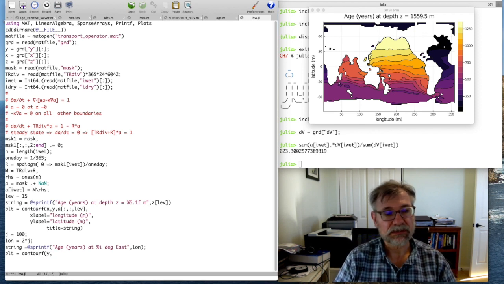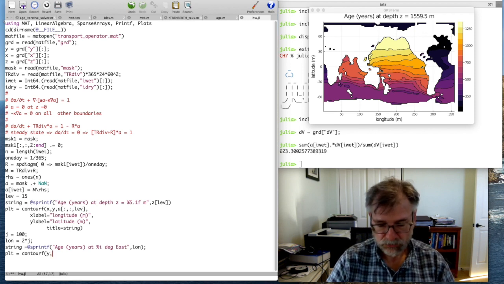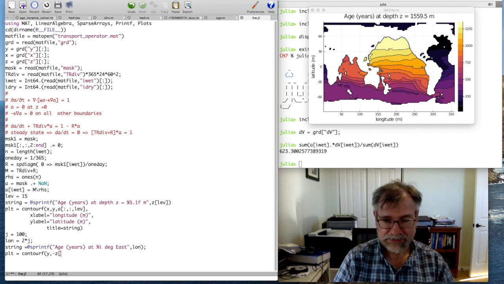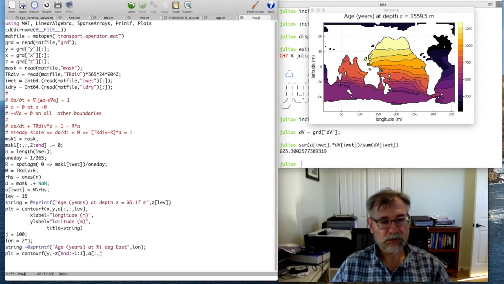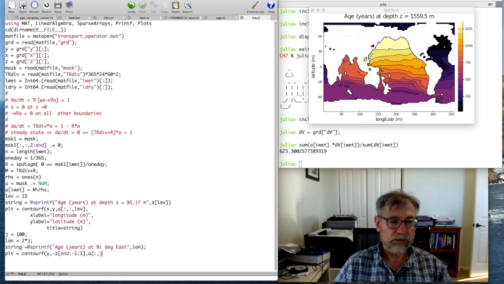The vertical axis is going to be the depth, so that's minus z, and I think the plotting package wants the z to be in increasing order. So that means I have to start at the end, which is the bottom, minus the deepest level, in steps of -1 back to the surface. Then I put the age, A, and I'm going to plot all the latitudes, the jth grid box for longitude, and then all the depths.